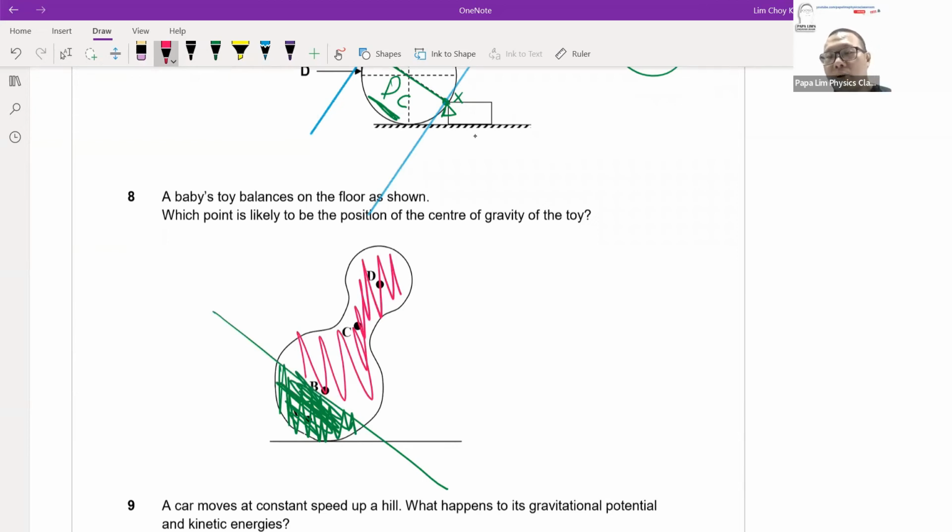It's a point on the body whereby it distributes the mass of the object equally in all directions.